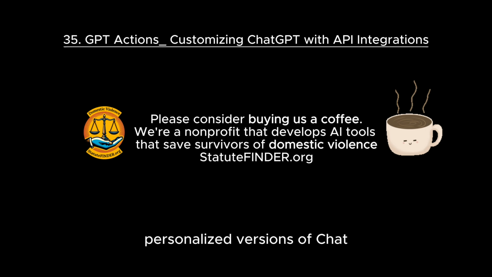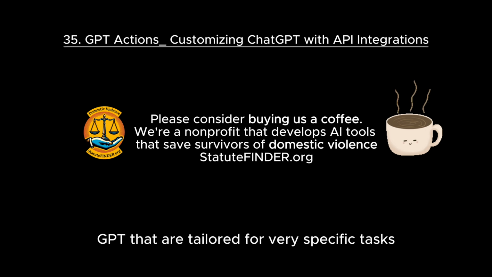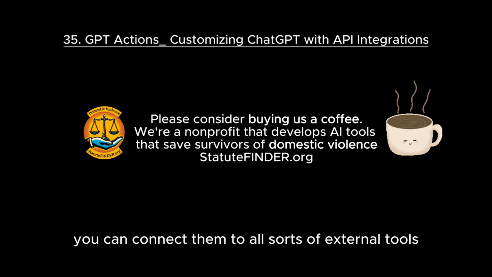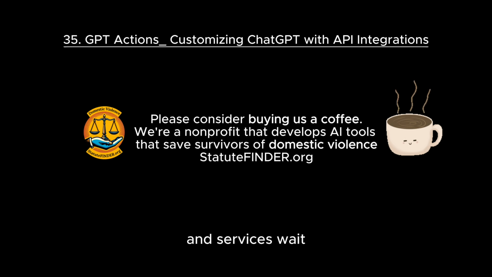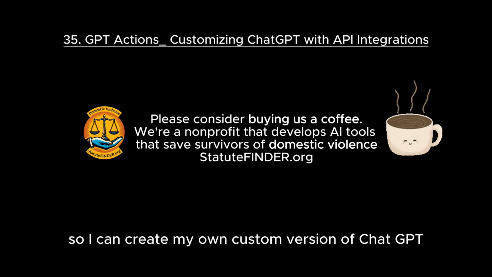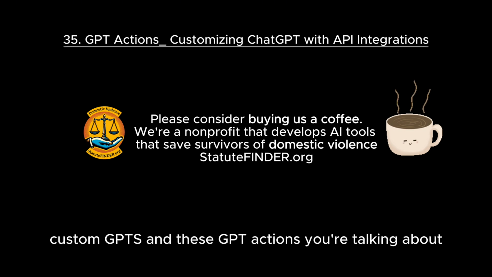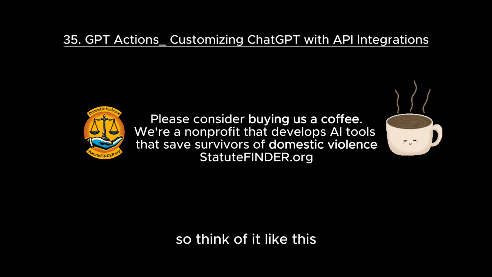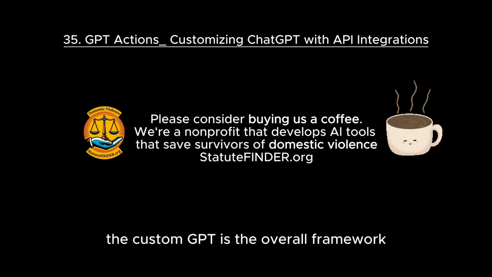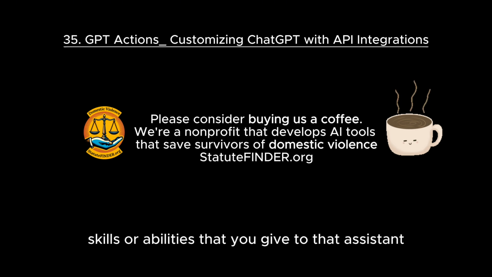You can build personalized versions of ChatGPT that are tailored for very specific tasks, and then you can connect them to all sorts of external tools and services. Wait, so I can create my own custom version of ChatGPT? You can. That's pretty wild. But what's the difference between custom GPTs and these GPT actions? Think of it like this: the custom GPT is the overall framework, your personalized assistant. And the GPT actions are the specific skills or abilities that you give to that assistant.